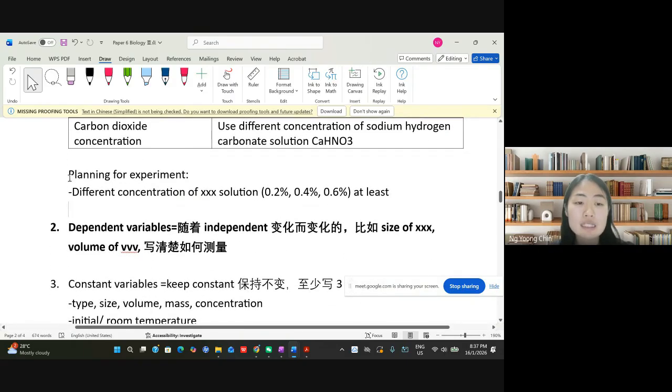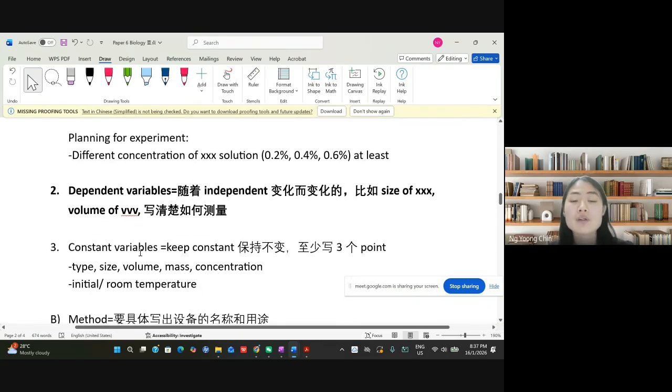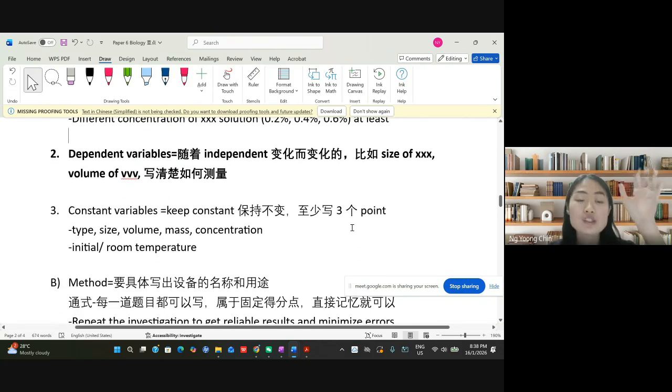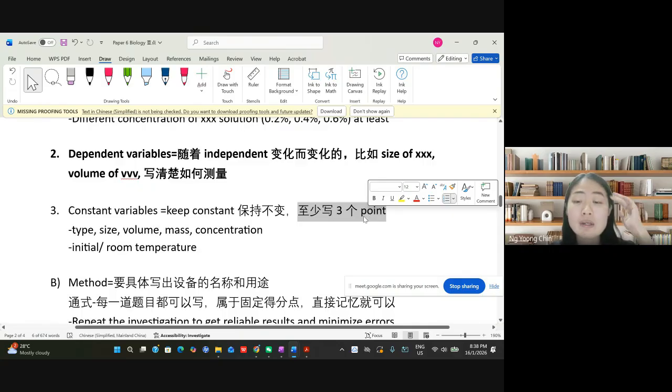Okay, so planning for the experiments. You can write down: use different concentrations of the solution, or use different temperatures, something like that. Write down the dependent and constant variables. For the constant variables, I think you write at least 3 points. Some examiners ask for 2 points, some ask for 3 points. I will confirm with you again. But write 3 points. If you're not confident, you write 2 points.